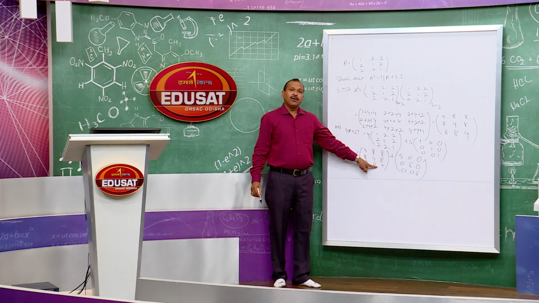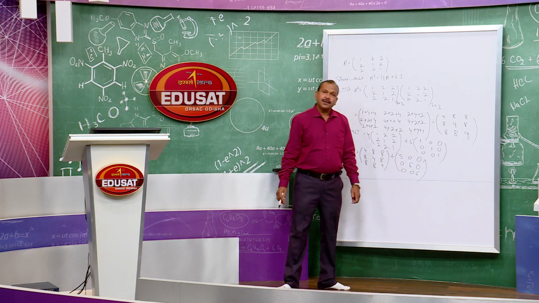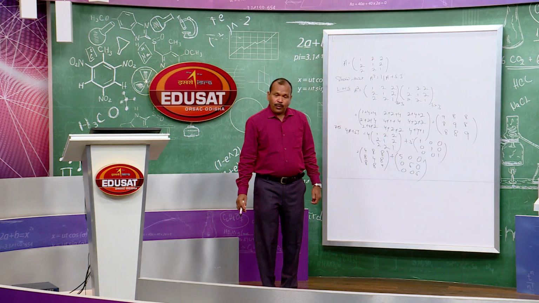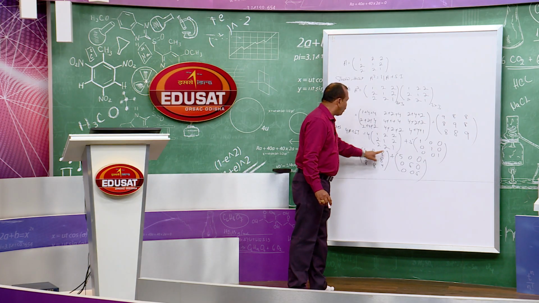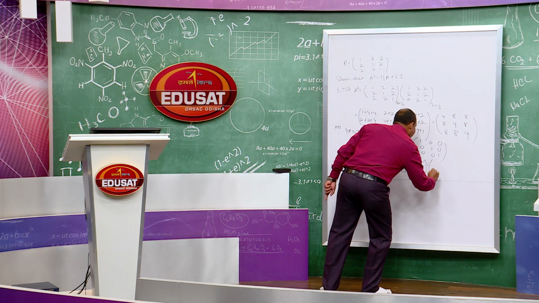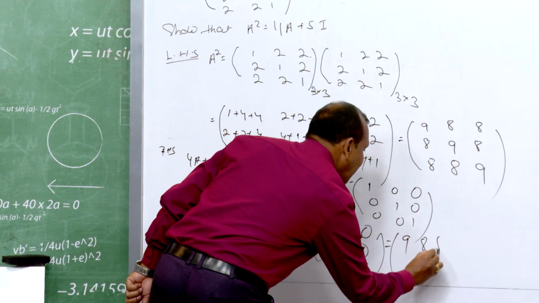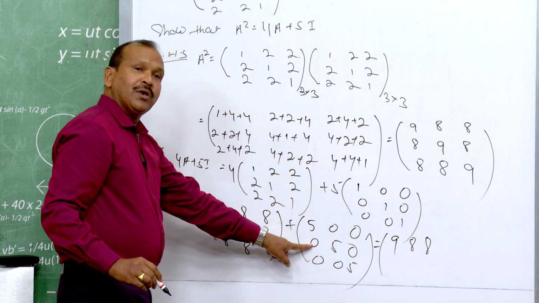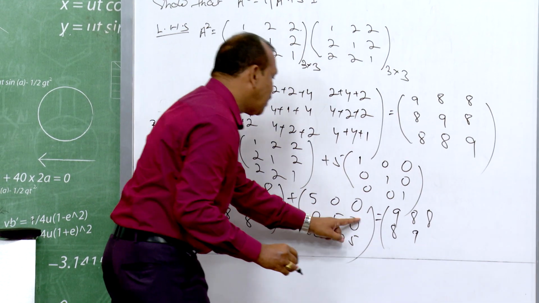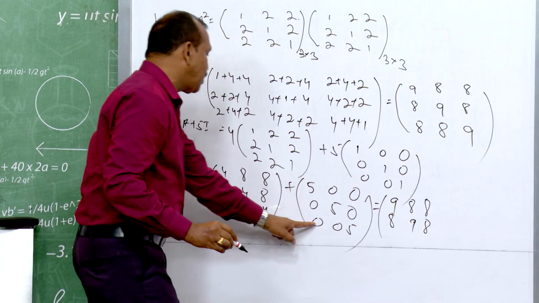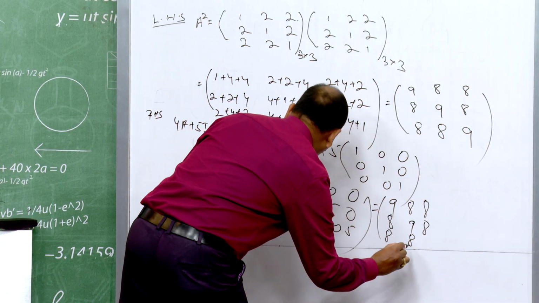This is a 3 cross 3 order matrix and also this is a 3 cross 3 order matrix. Hence, matrix addition is performed and we add corresponding elements. 4 plus 5 is equal to 9, 8 plus 0 becomes 8, 8 plus 0 becomes 8, similarly 8 plus 0 becomes 8, 4 plus 5 is equal to 9, 8 plus 0 becomes 8, 8 plus 0 becomes 8, 8 plus 0 becomes 8, 4 plus 5 is equal to 9.